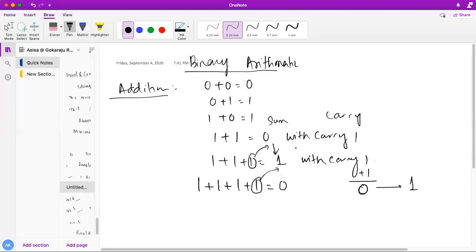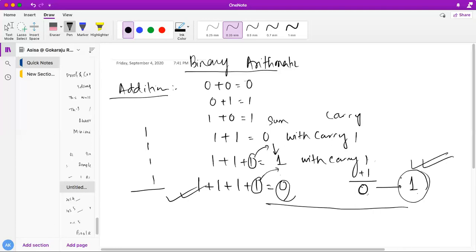What do you understand from this, students? Let's say 4 ones are there and you are adding. This is a very important concept, students, because you are going to use it. What do you understand from this? Here the sum is 0 and the carry is generated not in the next bit. The carry is not going to the next bit, it's going to the next to next bit. This is a very important concept because we are going to use it many times.